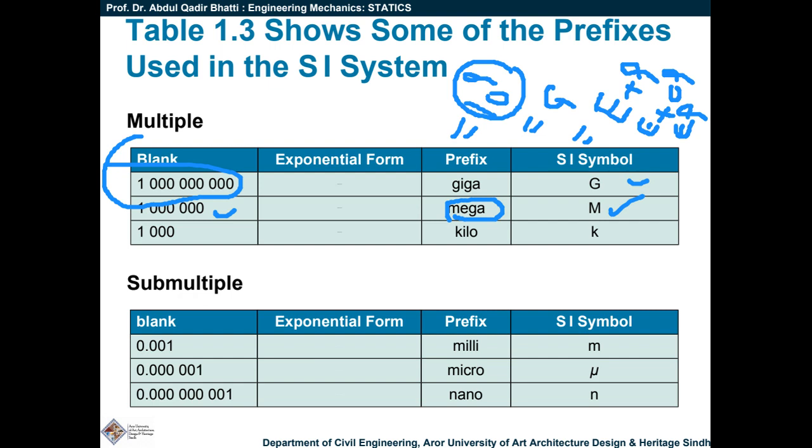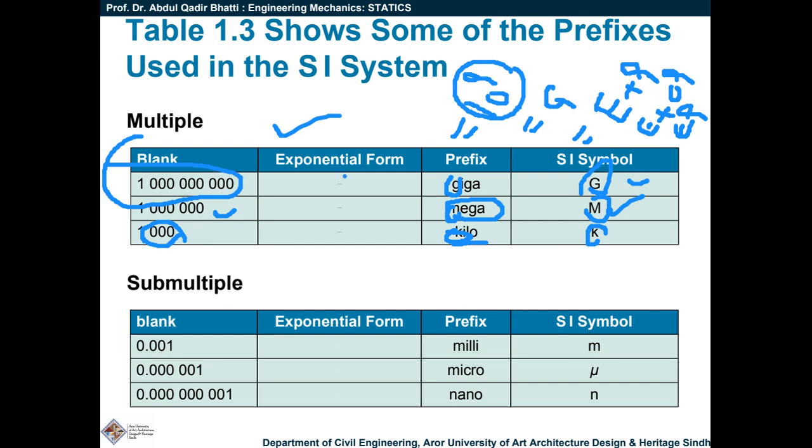So here the first letter G means giga, okay? And M means mega, okay? And K means kilo, okay? So like this we use, okay? So this is the multiple units in exponential form.